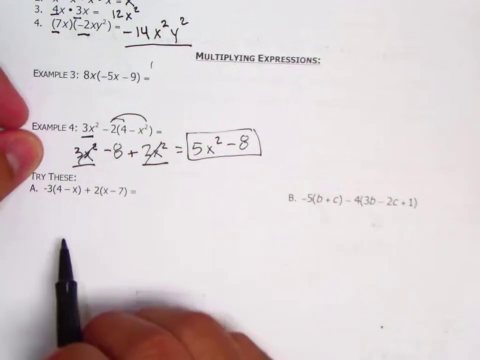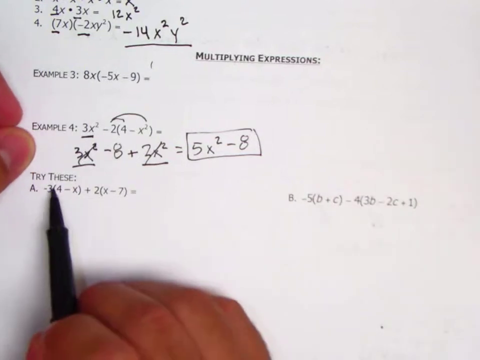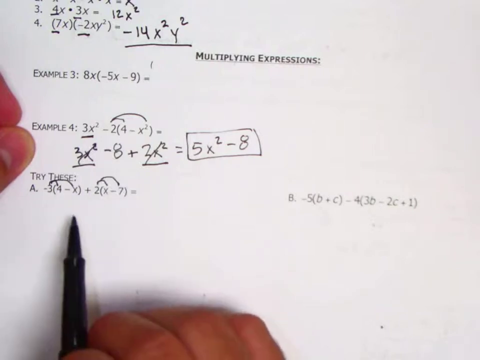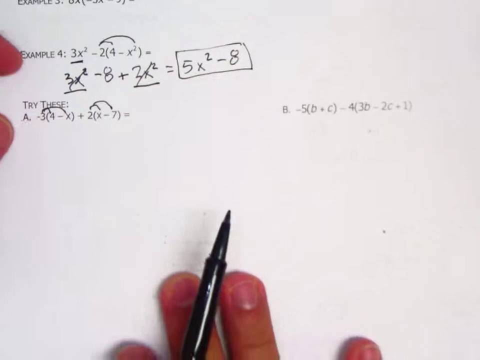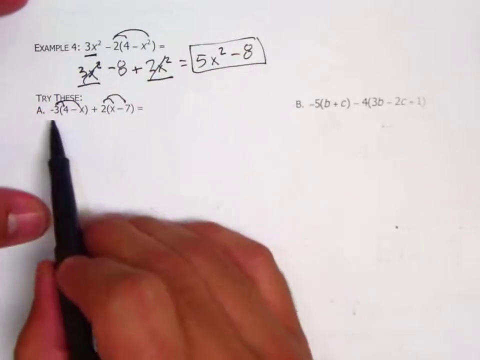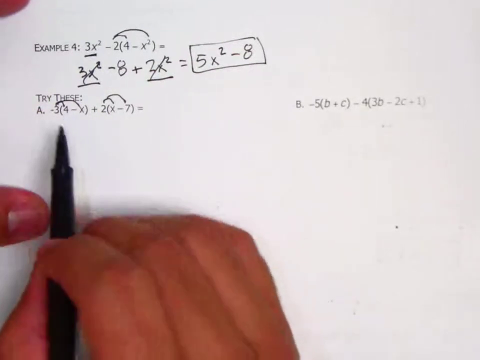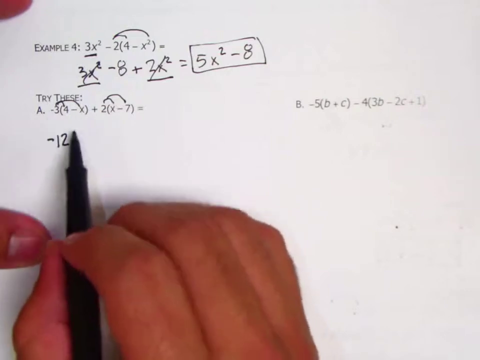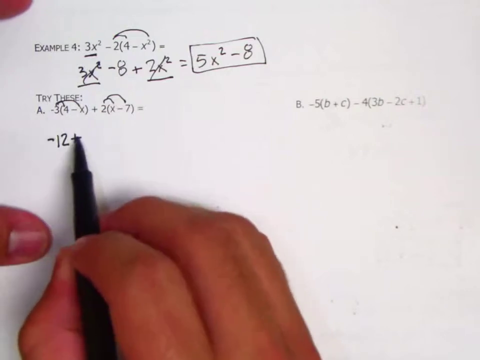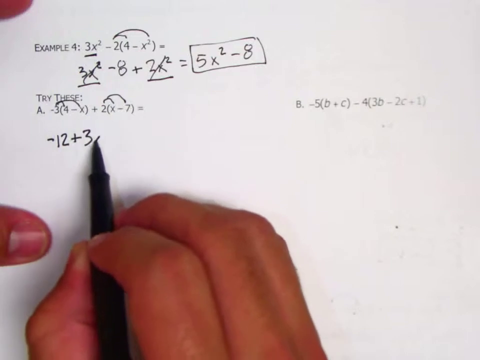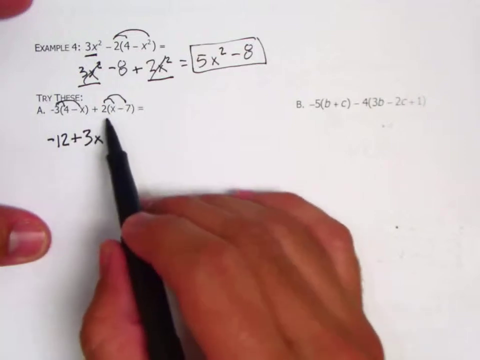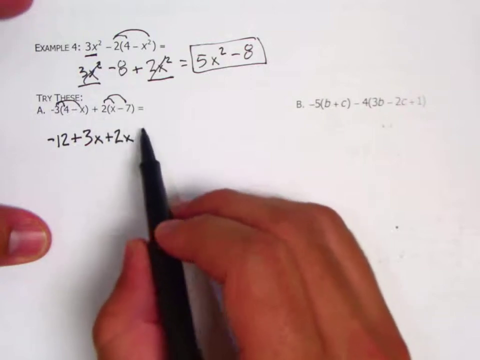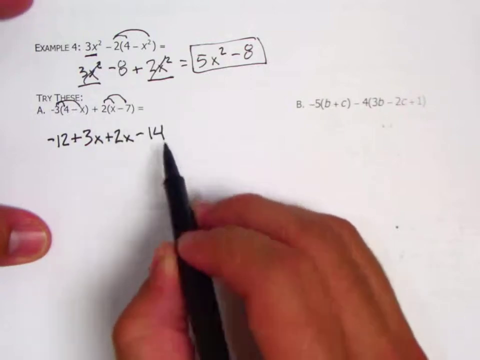So we're going to go through here, and with the try these, we're going to distribute, and we're going to distribute here too. So let's shift these up. Negative 3 times 4 is negative 12. Negative 3 times negative x, negative times a negative is a positive. 3 times x is 3x. Over here, 2 times x is positive 2x. 2 times negative 7 is negative 14.